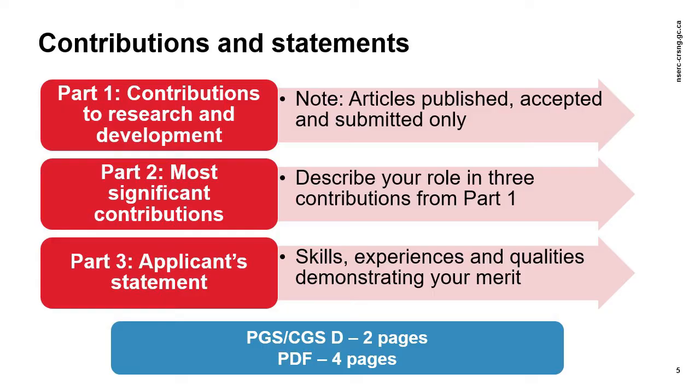Both the doctoral and postdoctoral programs require the attachment of a freeform contributions and statements section. Postdoctoral applicants are allowed up to 4 pages for this section, while doctoral applicants are allowed up to 2 pages. This section of the application has 3 parts. Part 1 should list your contributions to research and development.